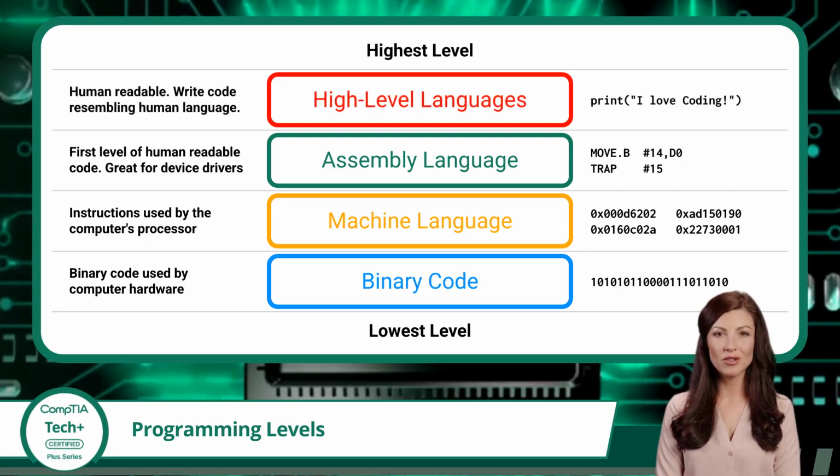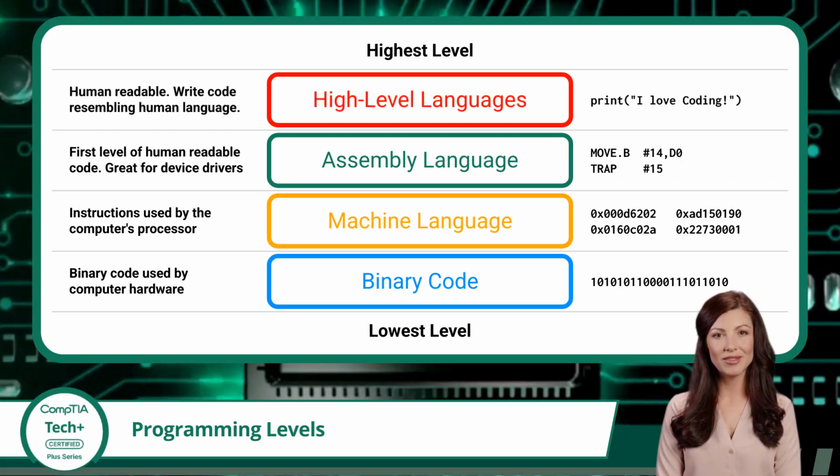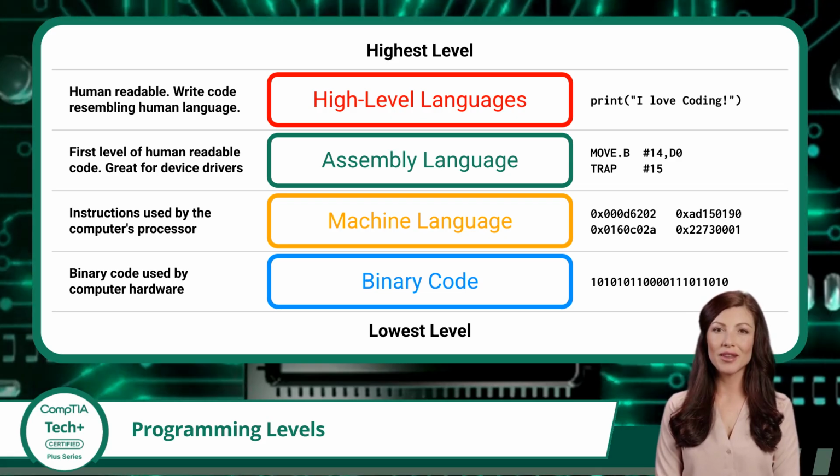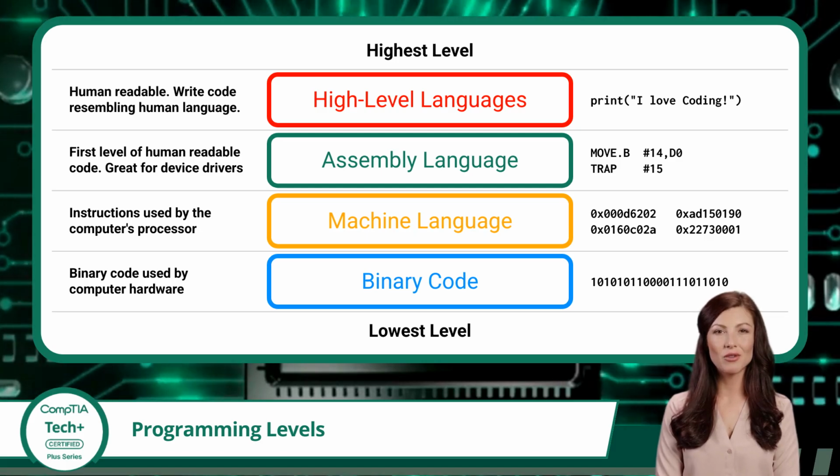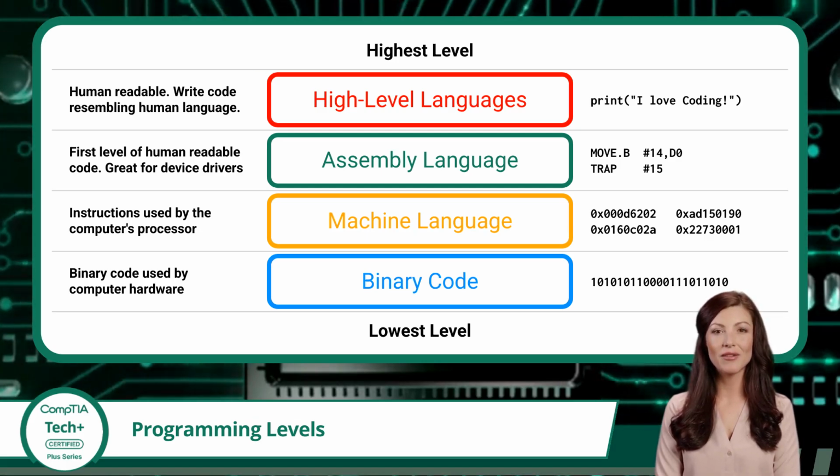Finally, as computers evolved, so did programming languages. High-level languages, like Python, Java, C++, C#, and many others were created. These languages are much more human-friendly. In high-level languages, you write code using words and syntax that closely resembles everyday human language. In the next few videos, I will be focusing on the high-level languages, but at a minimum, don't forget the basics about each level we just discussed.